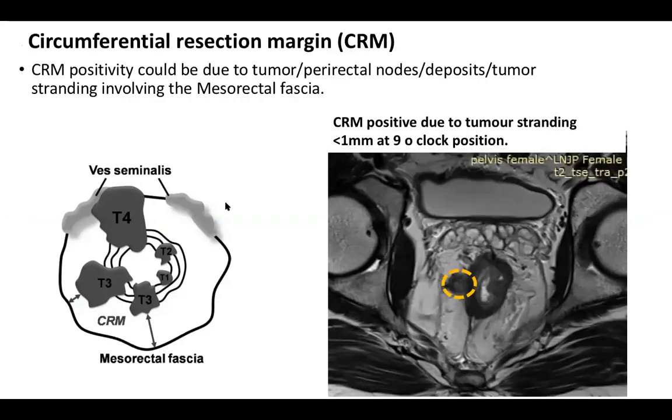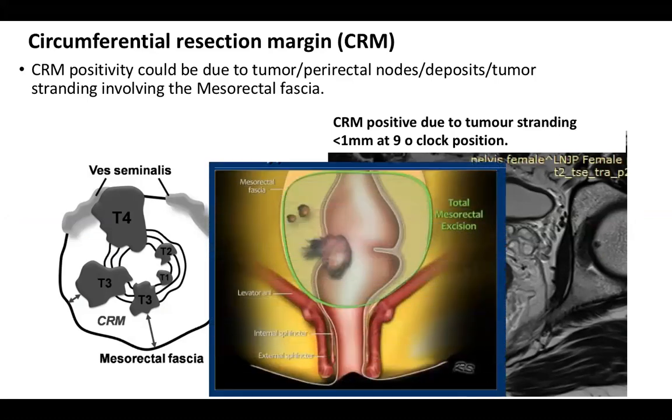So this is what we were talking about, the distance from the most distal depth of invasion to the mesorectal fascia. This forms what is known as the CRM, the circumferential resection margin. Depending upon this distance, it has been defined as positive if it is within 1 millimeter, threatened if it is within 1 to 2 millimeters, or completely clear if the distance is more than 2 millimeters. Again, these have surgical implications.